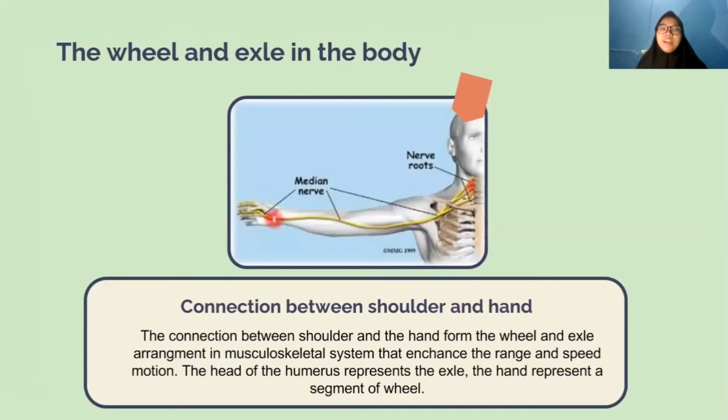We also have a wheel and axle in our body. It's about the connection between our shoulder and hand. The connection between the shoulder and the hand forms a wheel and axle arrangement in the musculoskeletal system. This arrangement enhances the range and speed of motion. The head of the humerus represents the axle, and the hand represents a segment of the wheel.